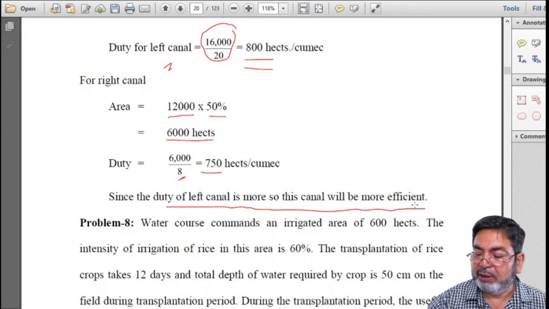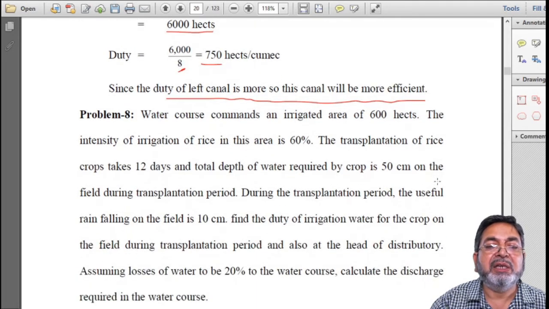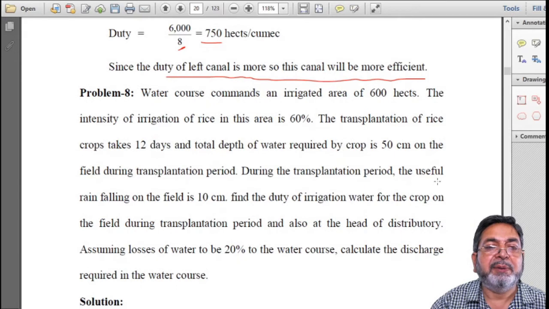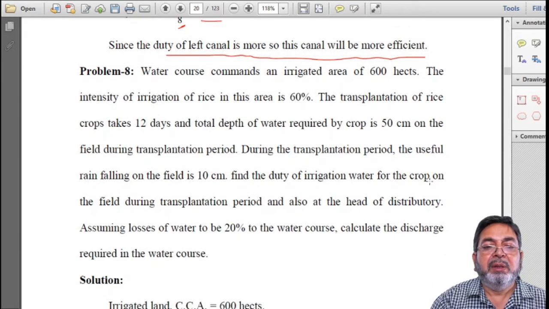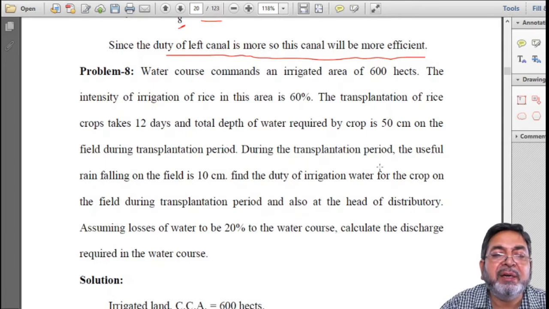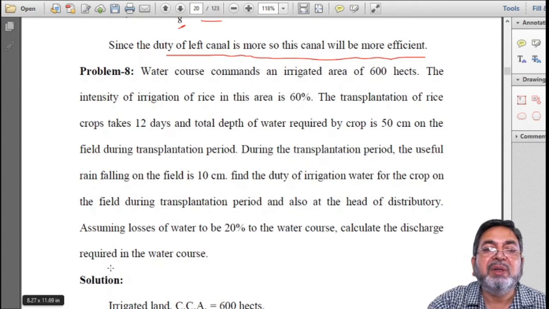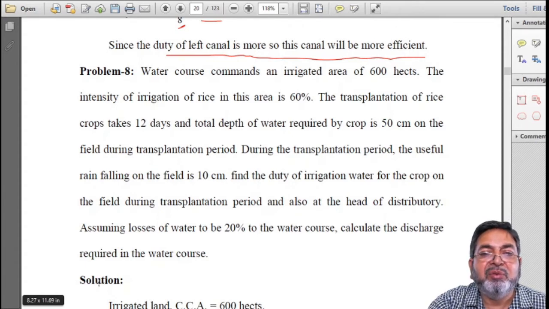Now let us move to the next problem, that is problem number 8, and this will be the last problem of this chapter. The statement of problem is a little bit longer here, but the solution will be short. So first we will read out the problem, and you should try to understand the problem, and then we will move to the solution.